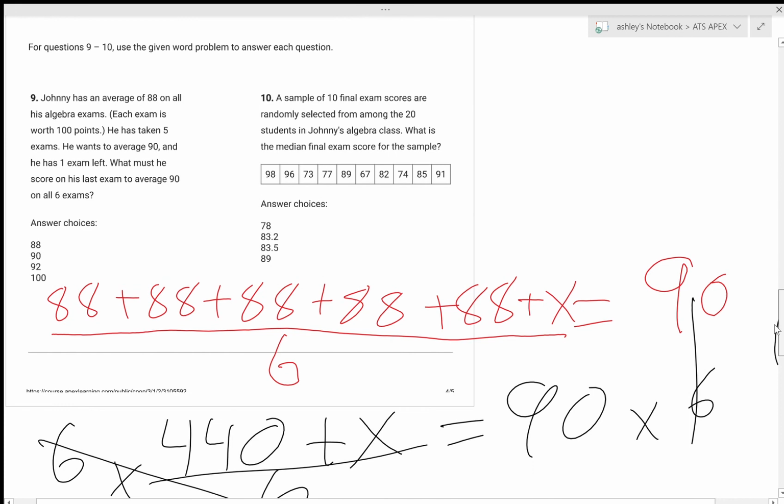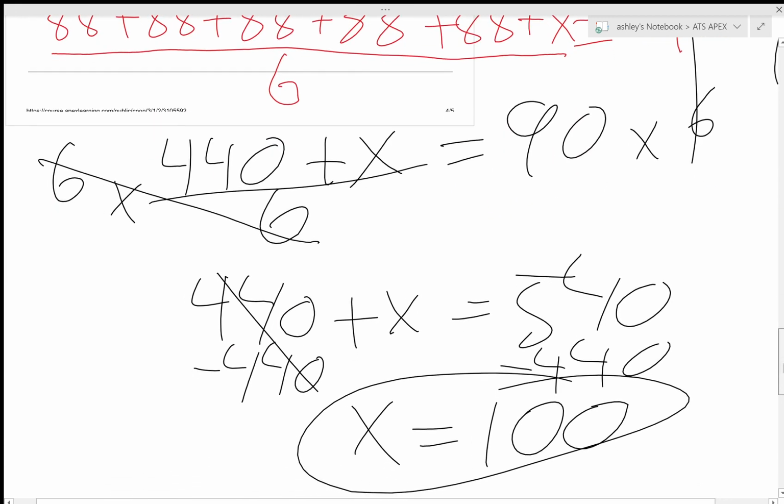Okay, so that's a similar type of deal. These problems are really using that average setup: add everything together. If it's missing something, you would divide.